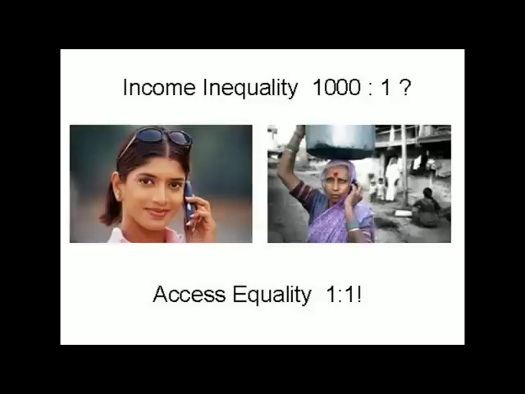One was a new rich, beautiful girl with goggles and lipstick and so on. And the other one is a lady from the slum. Okay? What is their income inequality? Maybe 1,000:1, maybe 10,000:1. Can they have access equality? Yes, they have 1:1. What is it? Mobile phone. In terms of voice communication, they have access equality. How did that magic happen?